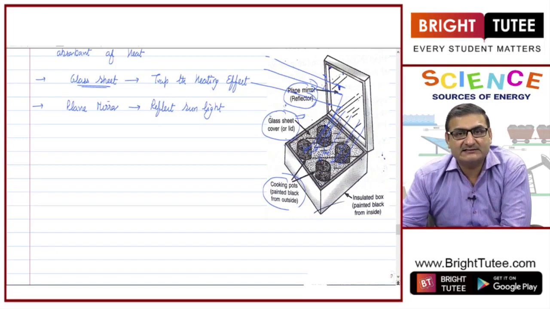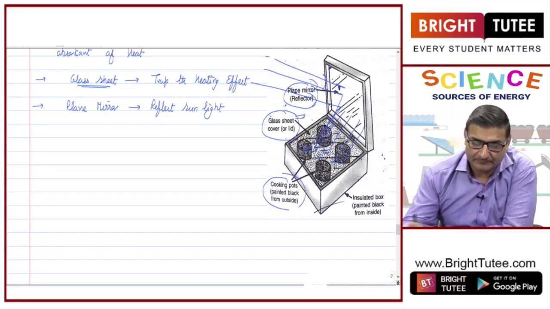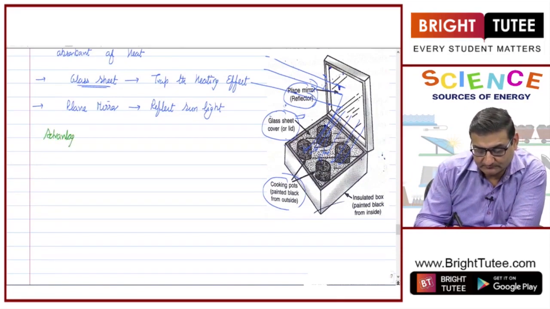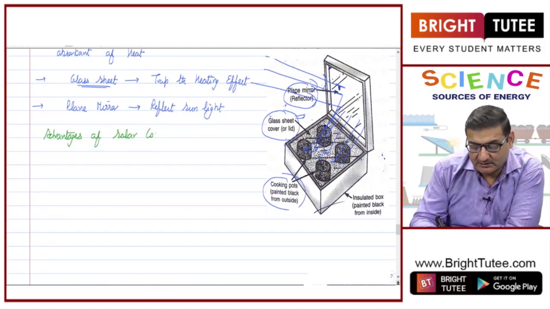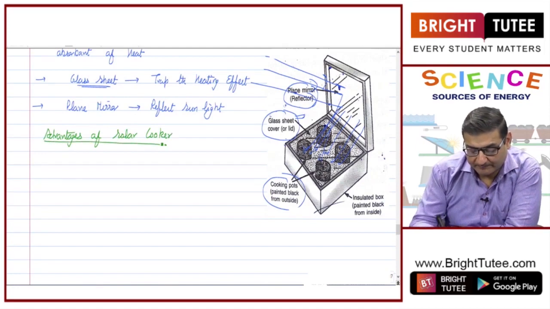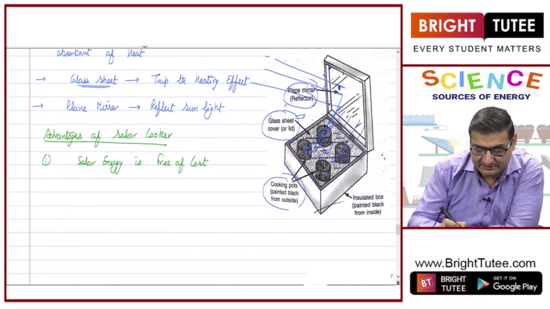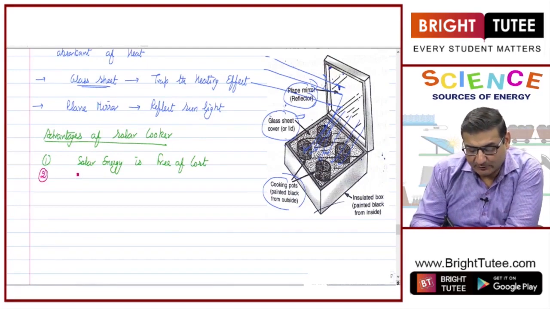Fine. Now there are various advantages of this solar cooker. So when we talk about the advantages of solar cooker, the first advantage is it uses solar energy and this solar energy is free of cost. No charges for it. Second thing, it uses solar energy which is a renewable source of energy.